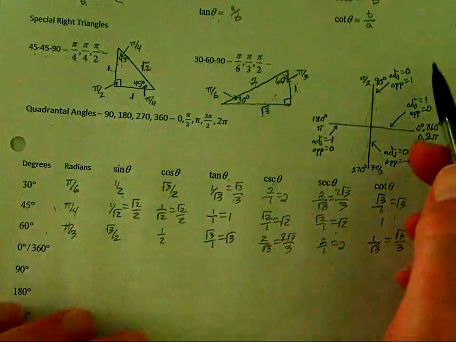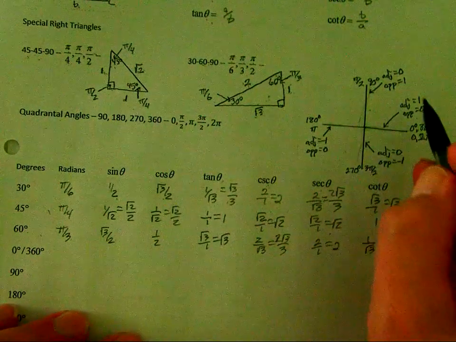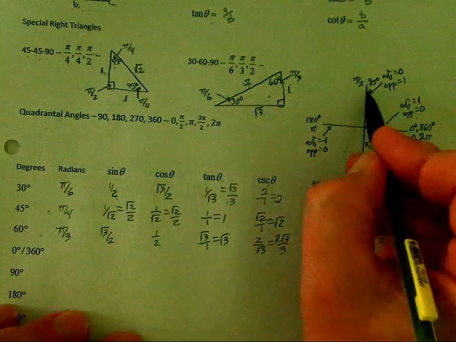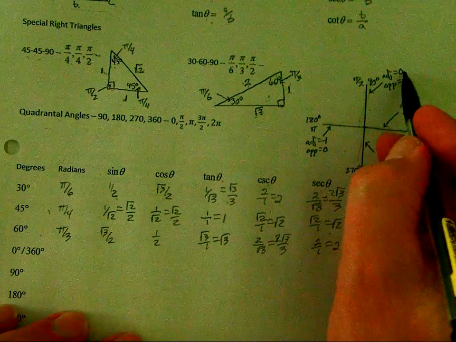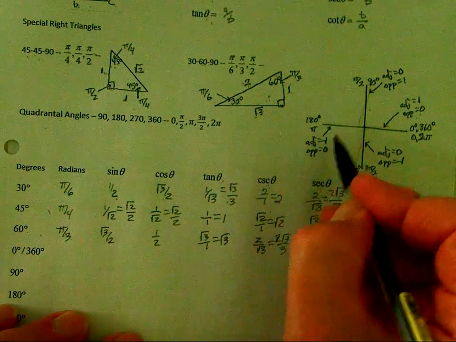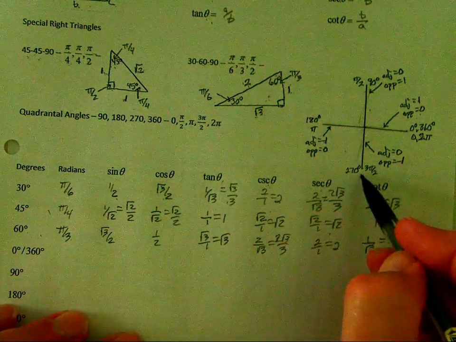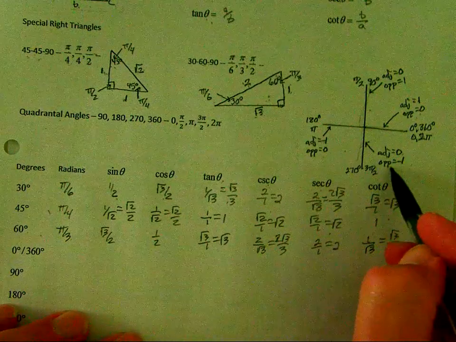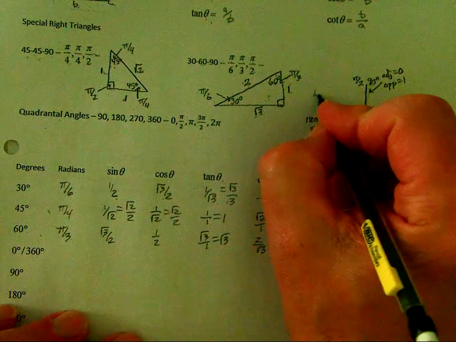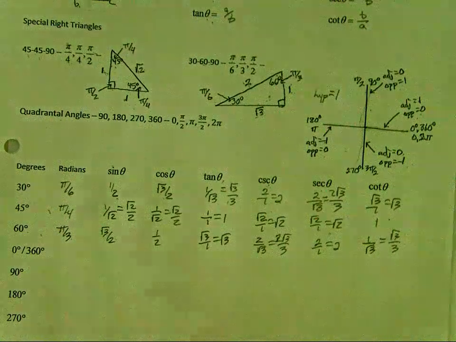For those, we use just points for those. And I wrote them, if you can see them on here. Over here at 0 or 360, the adjacent side is always 1. The opposite is always 0. Up here at 90 or pi over 2, the adjacent is 0. The opposite is 1. Over here at 180 or pi, the adjacent is negative 1. The opposite is 0. Down here at 270 or 3 pi over 2, the adjacent is 0. The opposite is negative 1. And on these, the hypotenuse is always 1 on all of these.